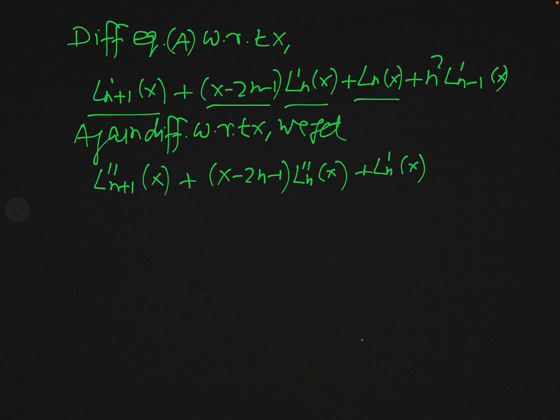Now we will differentiate ln of x, so this will be ln prime of x. And plus, in fact, the derivative of this constant term is equal to 0. And plus, the derivative of the last term will be n square ln minus 1 double prime of x, and that will be equal to 0.